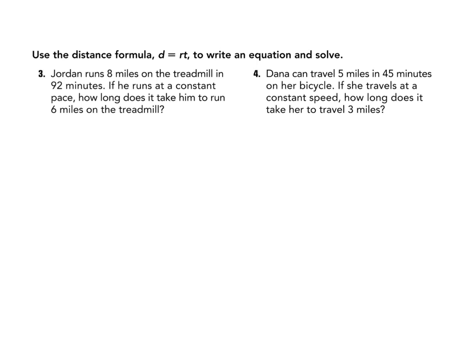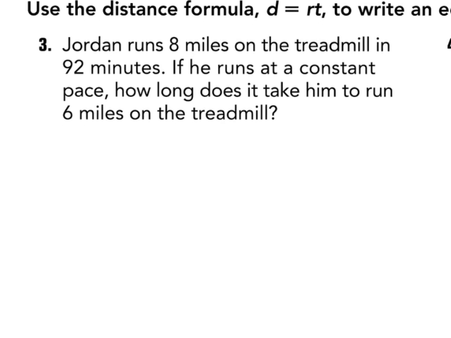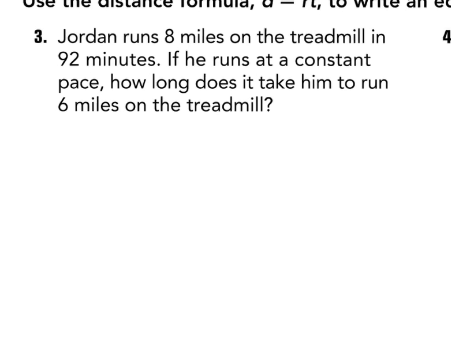Look at number 3. They mention this formula to write an equation and solve. Like I said, I'm not going to make you do this a certain way, so you can just do a proportion if you want, or if you want to do it a different way, that's fine. So this one, if they run 8 miles in 92 minutes, make sure you don't use MI for your abbreviation on miles and minutes.